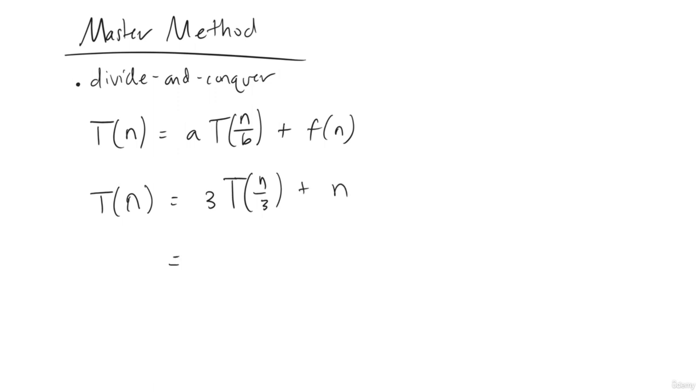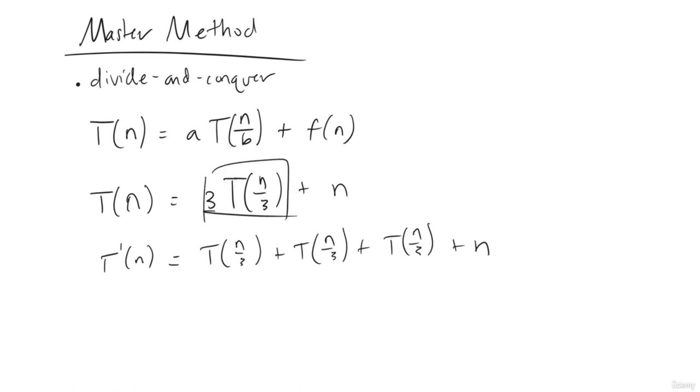Well, first off, this T of n is the same as T of n over 3 plus T of n over 3 plus T of n over 3 plus n. This is just a more compact way of writing it. We don't want to write it out like that. So here we're just going to focus our attention here: a is 3, b is 3, and f of n is equal to just n.